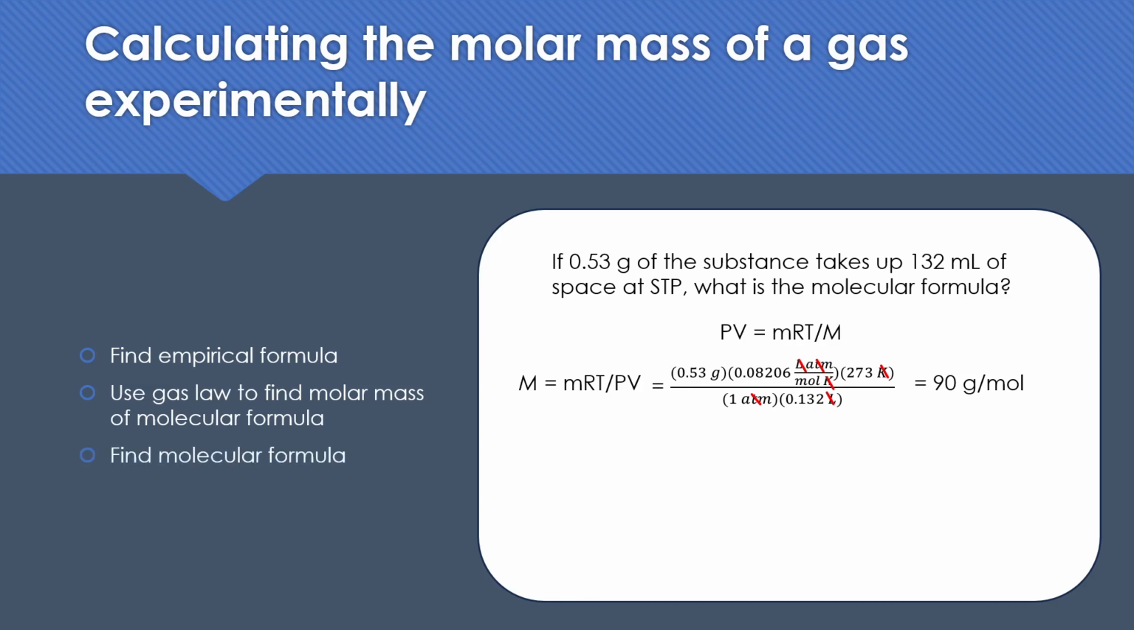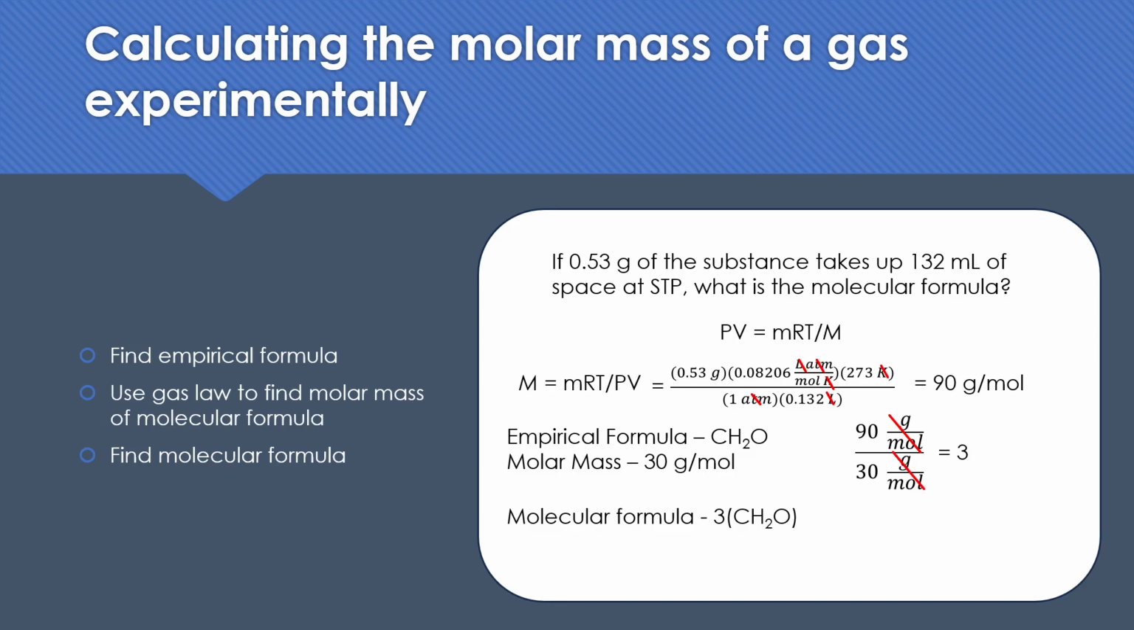And then, since I have the empirical formula and the molar mass of the molecular formula, I can find the molecular formula. So the empirical formula is CH2O, the molar mass is 30 grams, so molar mass of the molecular formula divided by molar mass of the empirical formula gives me n, which is 3. So the molecular formula is 3 times the empirical formula, or C3H6O3.